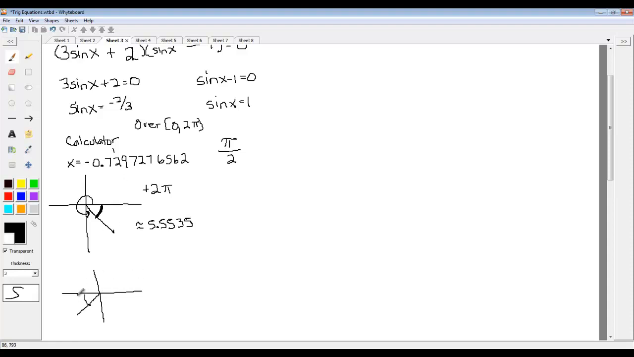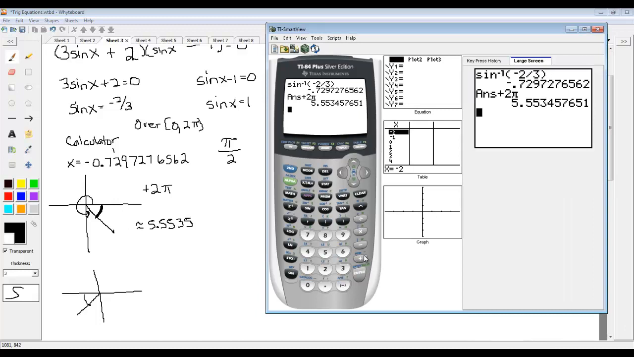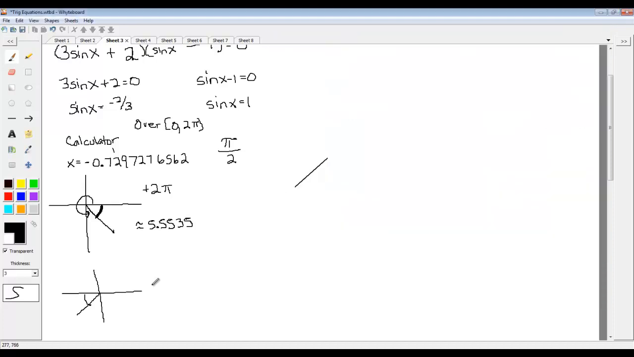So if this angle is 0.729, etc., you can add pi to that and get this angle here. So if you take 0.7297276562 and add pi, you get around 3.8713 for that one. And remember, this is in radians. And that takes care of both possibilities for this over the interval 0 to 2 pi.